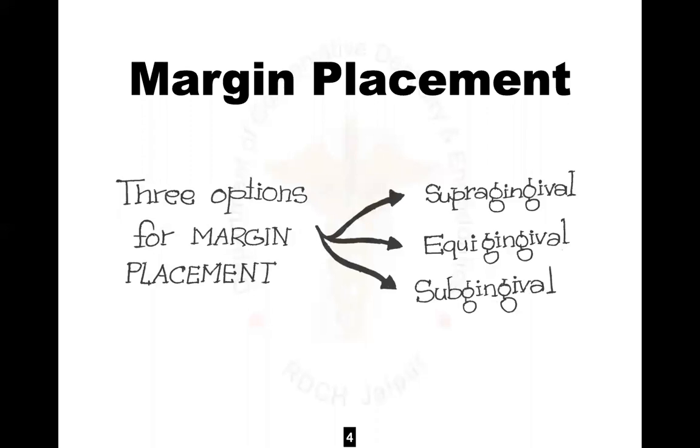So, three options for margin placement are there. Any clinician on the planet has three options for placing the margins. These margins can be supragingival, equigingival, or subgingival. It is widely believed that the best biological placement for a restorative margin is supragingival. Supra means above the gingiva, equi means at the level of the gingiva, and sub means below the gingival crest.